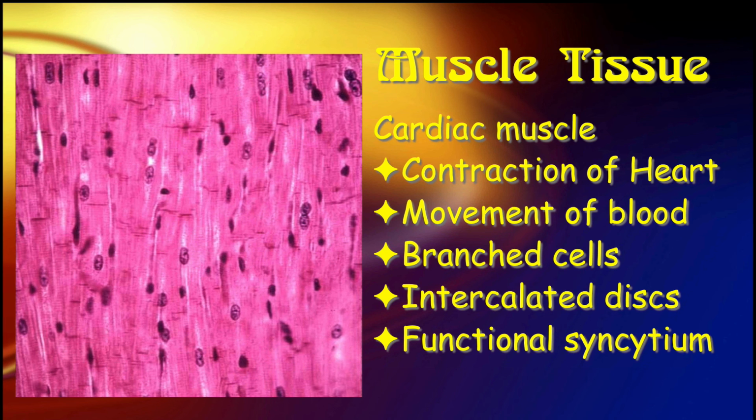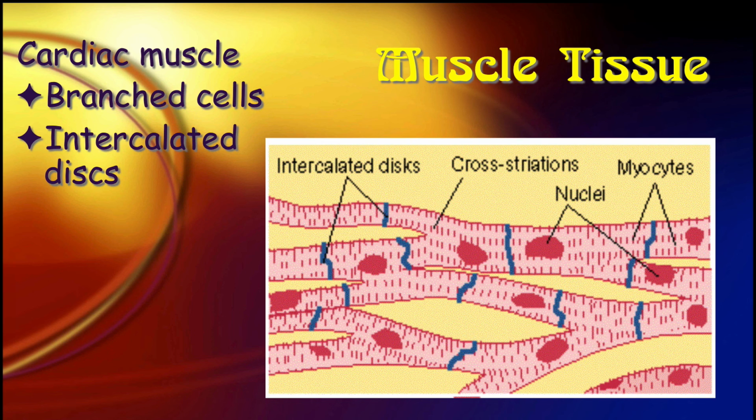It's a functional syncytium. These cells are much smaller than skeletal muscle cells, and they are branchy. Cardiac muscle is found only in the heart, and it's going to be the tissue that allows the heart to contract, building pressure so we can pump blood around the body. So it helps us to move blood. We have here a whole bunch of branched cells so they can connect to more than one other cardiac muscle cell. And when you study the heart, you'll see why that is. And you'll also find out what an intercalated disc is.